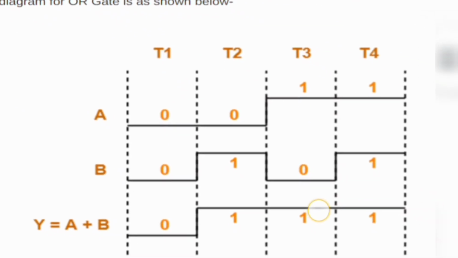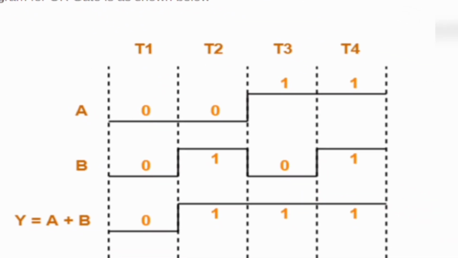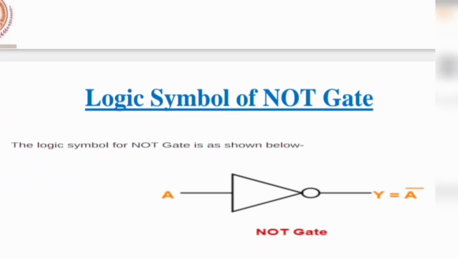This is the timing diagram of OR gate, which is very similar to the AND gate. Here also we draw the inputs, and below that we draw the output based on the time periods t1, t2, t3 and t4. Next, coming to NOT gate.